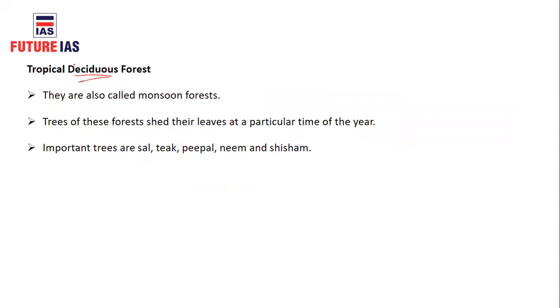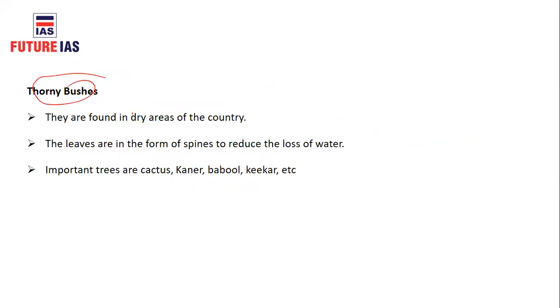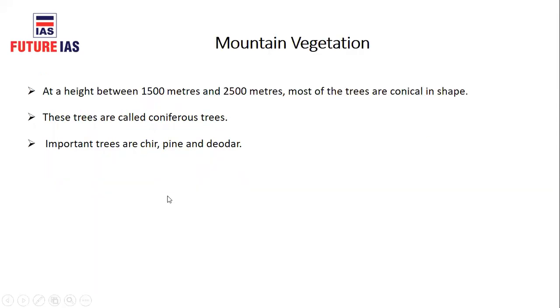Tropical deciduous forest, मैंने आपको बता दिया. Tropical deciduous forest means the deciduous forest that sheds its leaves at a particular period of time. So they are sometimes called the monsoonal forest, and these forests have sal, teak, peepal, neem, and shisham. The thorny bushes are found in the drier or arid regions. For example, in Rajasthan में खूब सारे मिलेंगे आपको. The leaves are in the form of spines to reduce the loss of water. And these types of trees are cactus, kaner, babool, keker, etc.